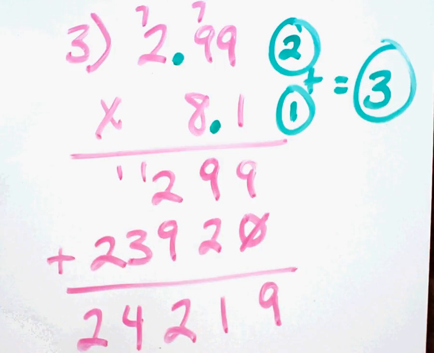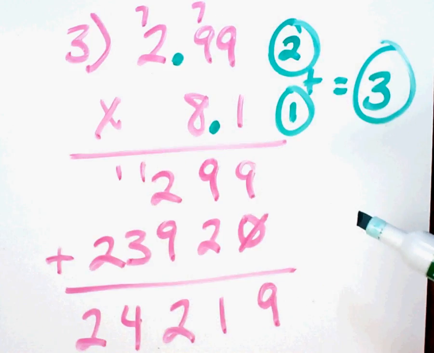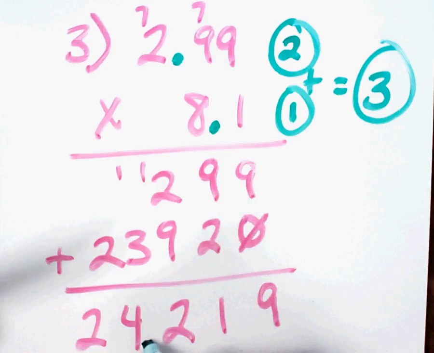And so now I need to look back. I've got 3 numbers to the right of the decimal in the numbers I'm multiplying. So my final answer needs to have 3 numbers, 1, 2, 3, to the right of the decimal.